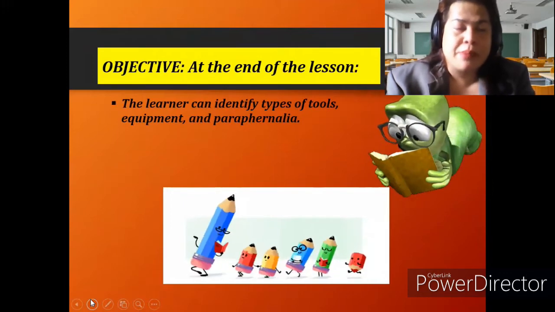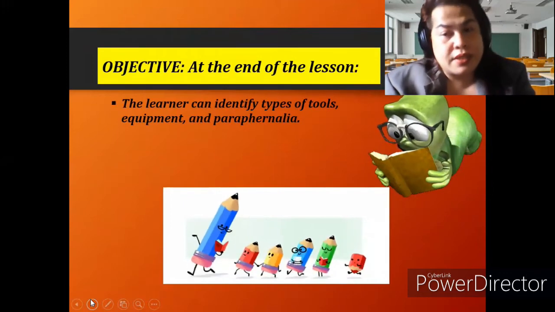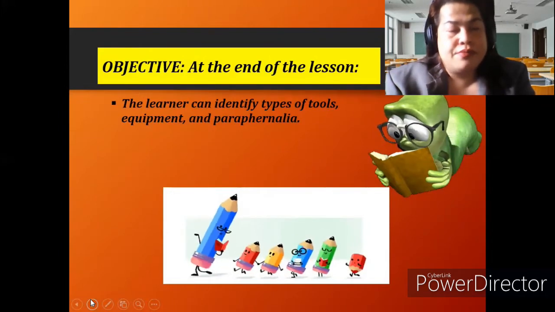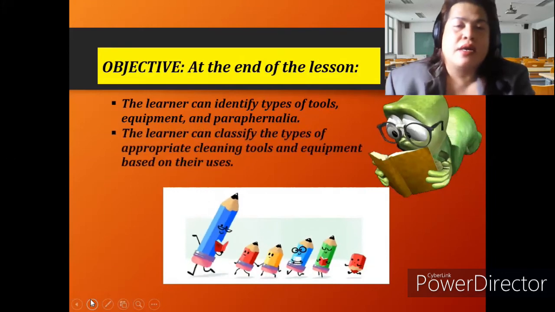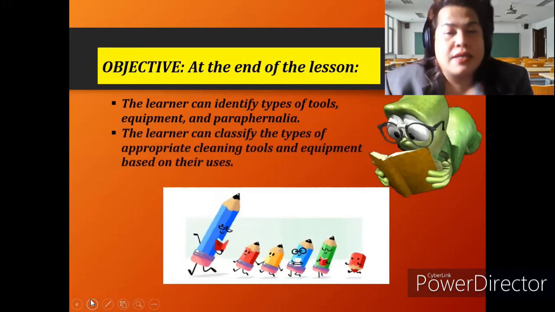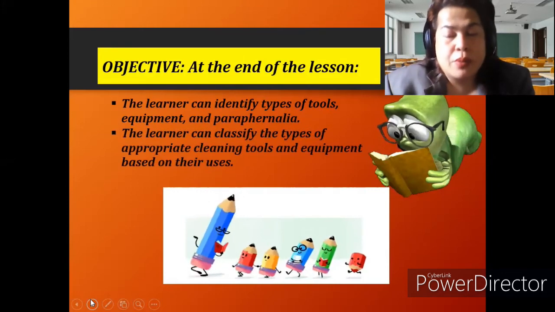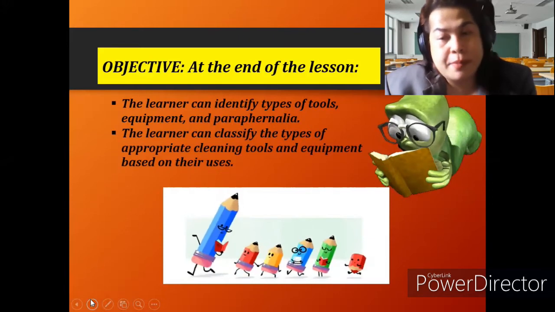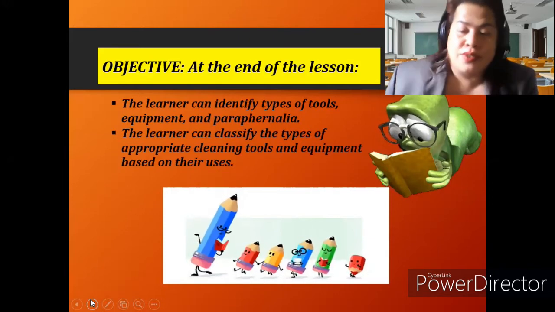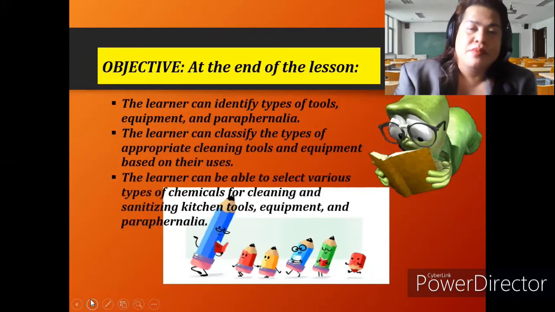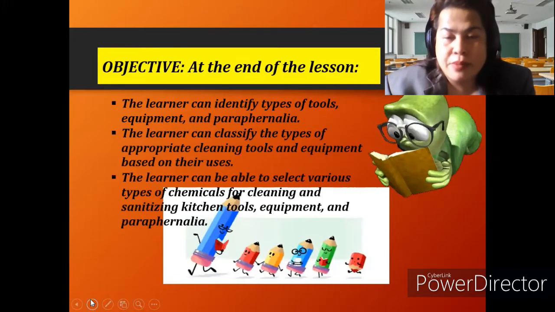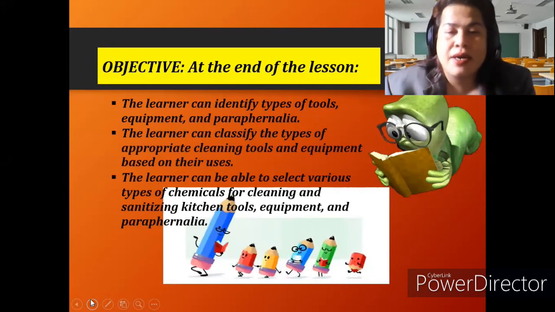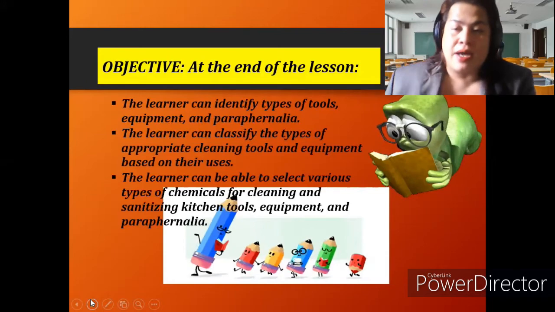and equipment and paraphernalia, which we discussed last meeting. And then you will classify types of appropriate cleaning tools and equipment based on their uses. And you will be able to select various types of chemicals for cleaning and sanitizing kitchen tools, equipment, and paraphernalia.